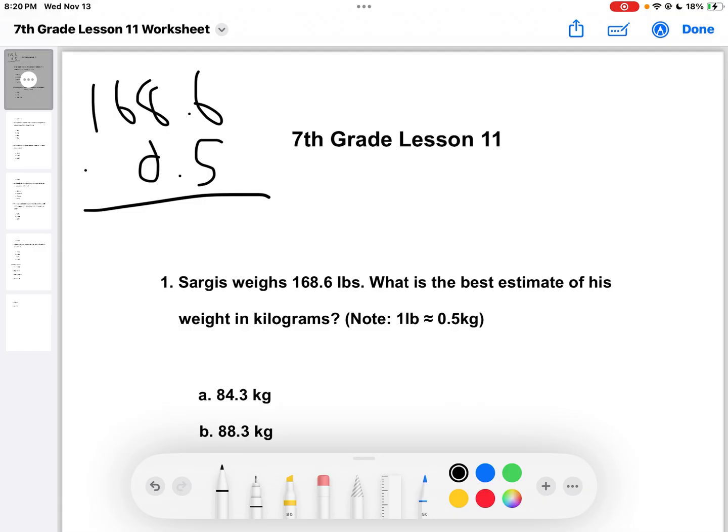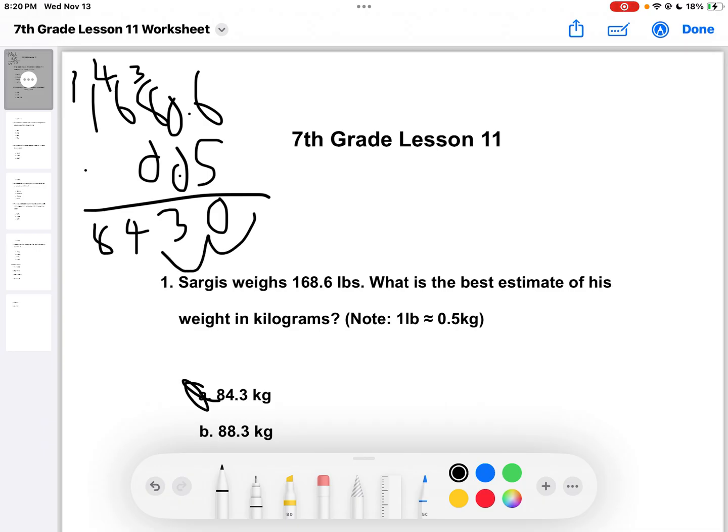And 6 times 5 is 30, transfer the 3. 8 times 5 is 40, plus 3 is 43. Transfer the 4. 6 times 5 is 30, plus 4 is 34. And transfer the 3. 5 times 1 is 5, plus 3 is 8. And there's 2 decimal places in total, so we'll move the decimal place 2 times to the left to get 84.3. So the answer will be A.